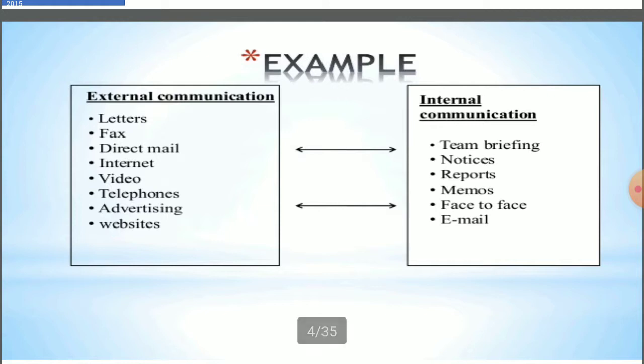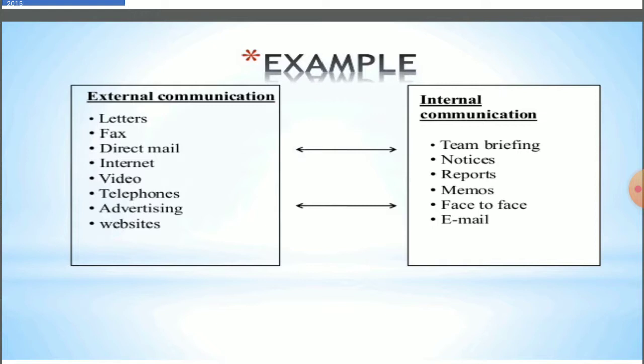And whatever communication they make for outside agencies like government agencies, insurance companies, transport companies, bankers and all, it becomes external communication here. So friends, these are the two types of communication which we have seen with their examples, how it can be done.